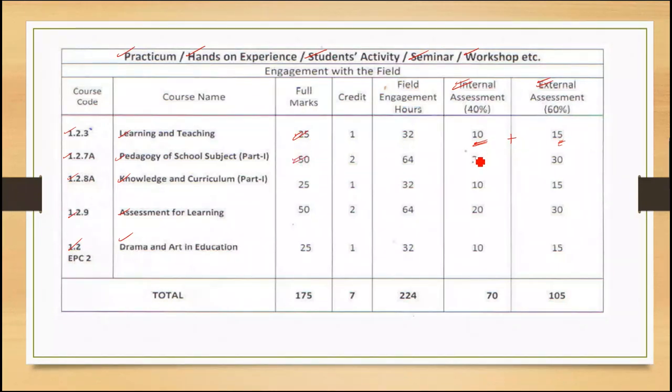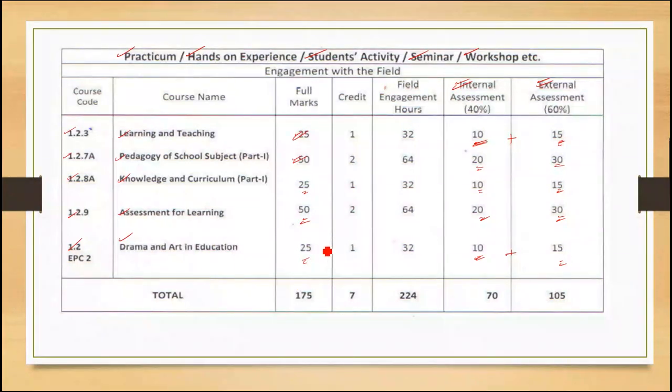Pedagogy, total marks is 50, so 20 will be from internal, 30 will be from external. Knowledge and curriculum, 25 is your full marks, so 10 will be from internal and 15 from external. Assessment for learning, 50 marks, so 20 will be from internal and 30 from external. Here, kindly note that for drama and art in education, or for 1.2 EPC2, you will be having internal assessment also, which will carry 40% weightage. Which means 10 marks will be internal and 15 will be your external, and summing them up it will be your total marks out of 25.